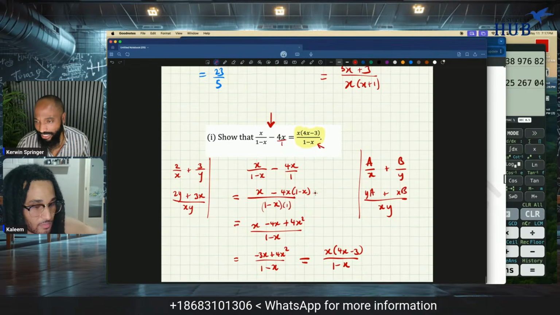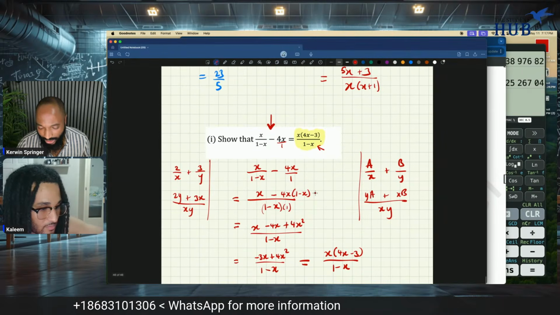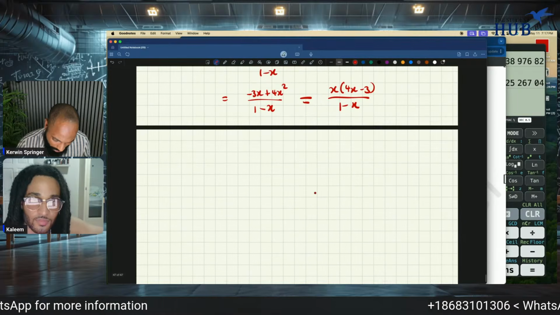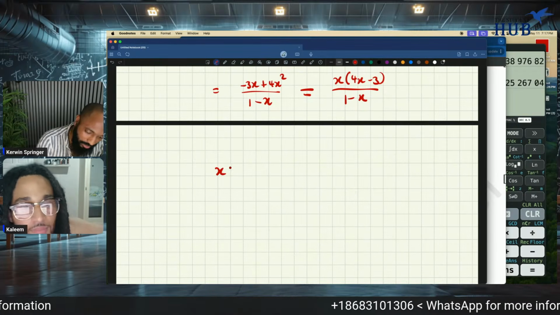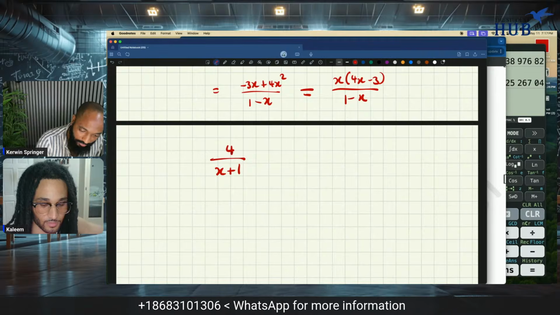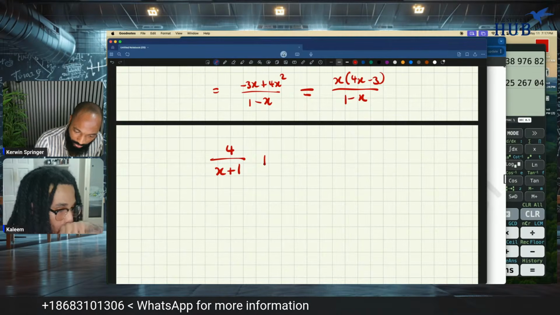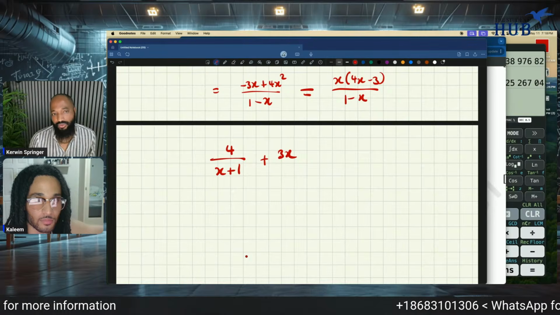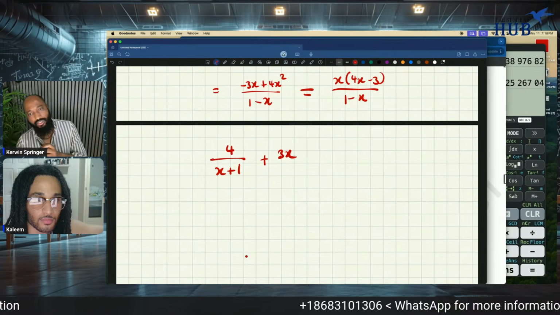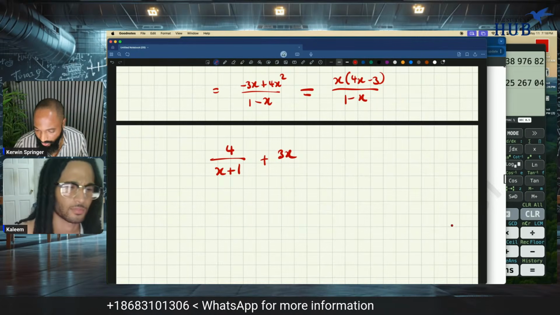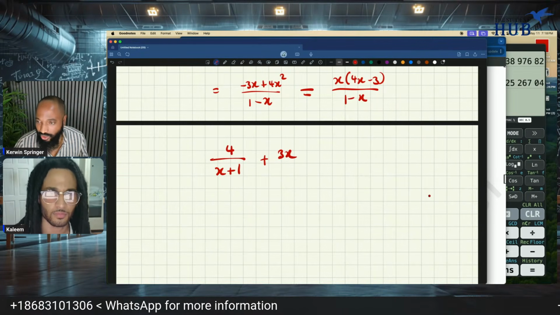You all want a next one like this? Let me see if I can produce a next one like this. Let's say I have x plus 1 over, let's put a 4 there, and let's put plus 3x. And let's say I want to make this into one fraction. Write it, class. Let's go.